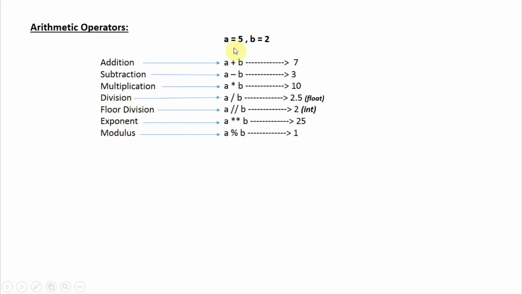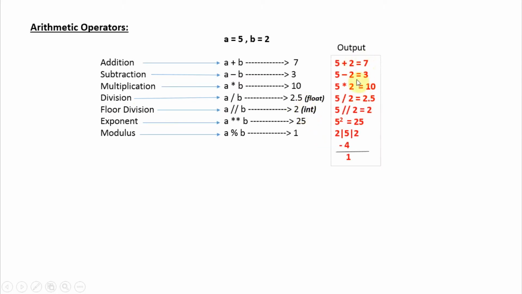You can see here we have taken a equal to 5, b equal to 2, a plus b is 7, a minus b is 3, a into b is 10, a divided by b is equal to 2.5. When we use division, we'll get the float value. Like you can see 5 divided by 2 will get 2.5. But when we use float division, we'll get only the integer value, not the float, only integer. You can see here. So you can compare the operation with this. You will get to know how we got these values as output.